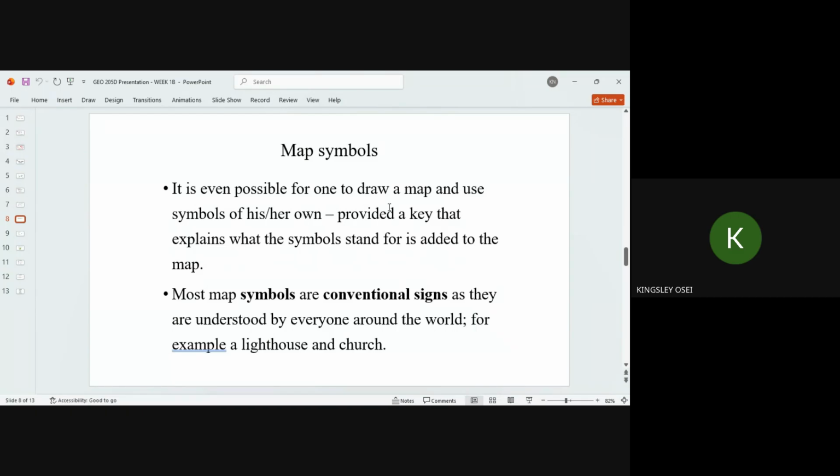It is even possible for one to draw a map and use map symbols of his own kind, provide a key that explains what the symbol stands for and add it to the map. So you can come up with your own ingenious way of representing things. But it depends on whether the map you are going to produce is going to stay with you alone or you want to send it outside for others to make use of it. In that case, you have to revisit it and get the issues properly.